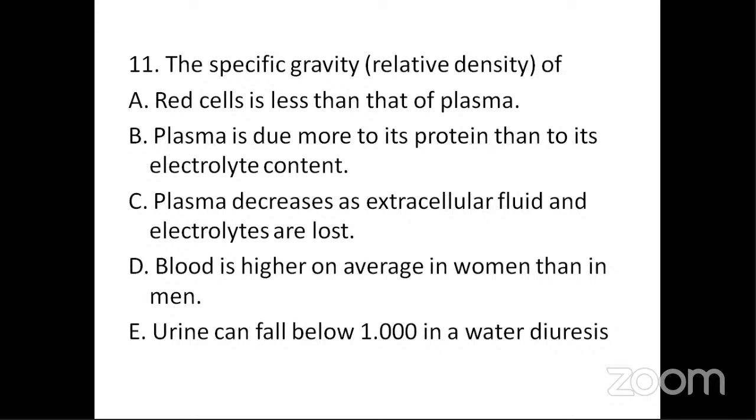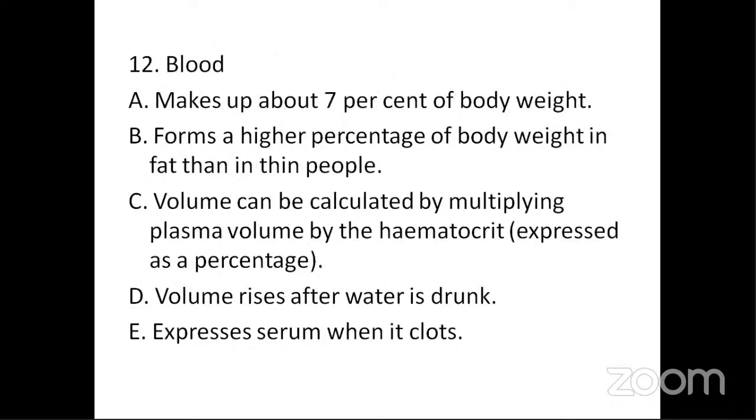Coming to the next question, blood. Blood makes up about 7% of body weight. Is it true or false? Blood forms a higher percentage of body weight in fat than in thin people. Blood volume can be calculated by multiplying plasma volume by the hematocrit. Blood volume rises after water is drunk. Blood expresses serum when it clots. Which among the following is true and which is false?